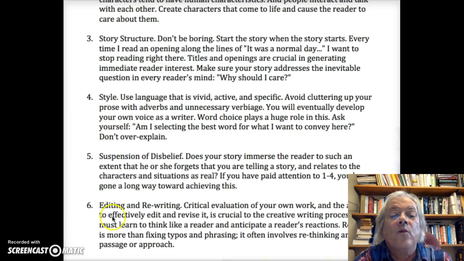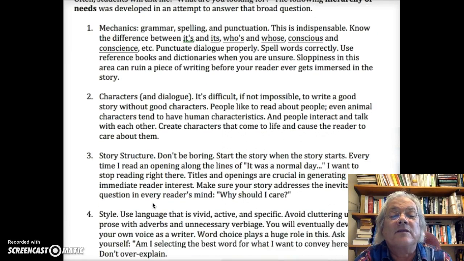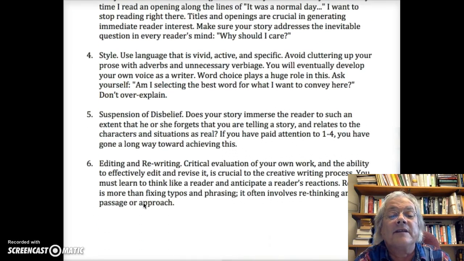Going back up to number one, this is, of course, the most important thing, that your story be mechanically sound, that grammar, spelling, and punctuation are in place. Punctuate dialogue properly, spell words correctly, and so forth. Okay, going back down the list of needs.